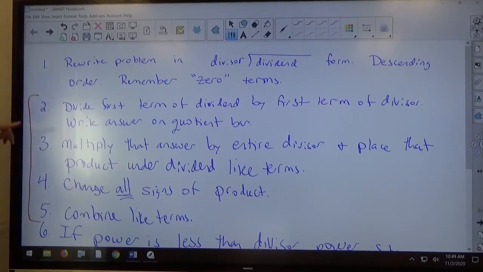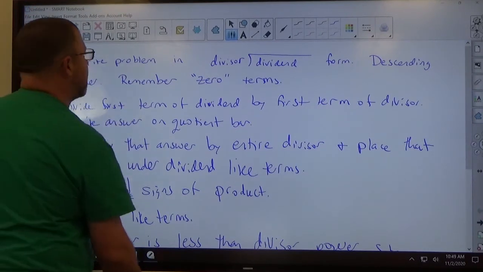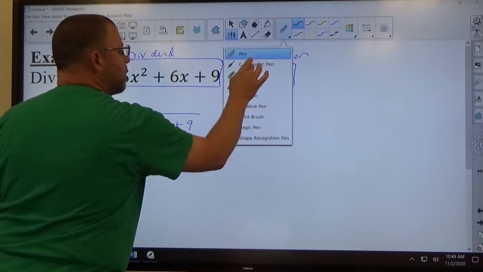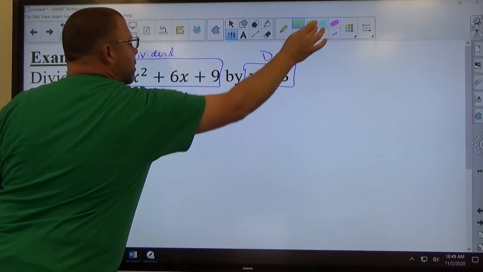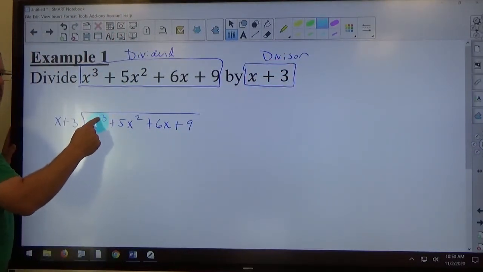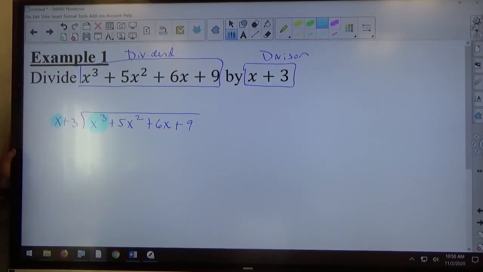So it says divide the 1st term of the dividend by the 1st term of the divisor, write the answer on the quotient bar. So if we take a look at that step, the dividend is this, the 1st term is x cubed. The divisor is this, the 1st term is x. We've got this ginormous division problem we're looking at, all kinds of stuff going on in it. But I want you to get laser focused on this step. You simply have to divide one thing by one thing. And it's just regular division of letters.